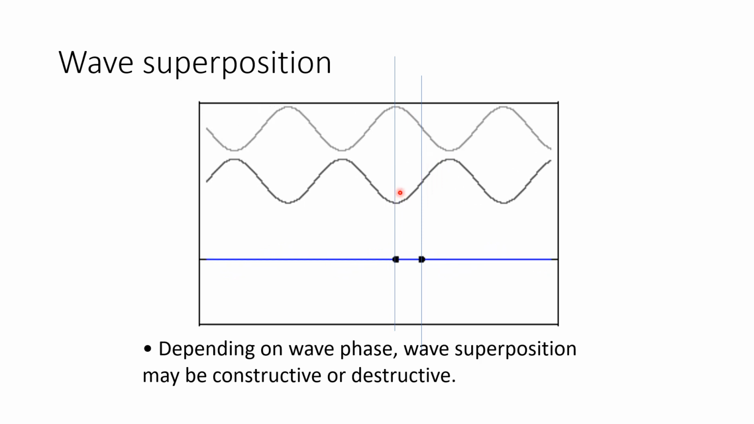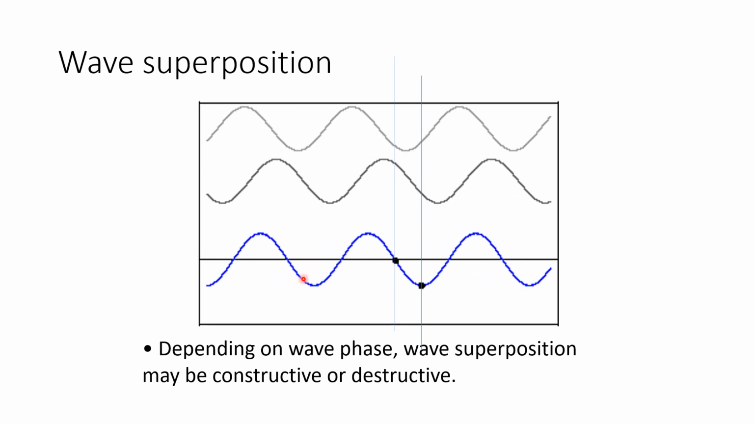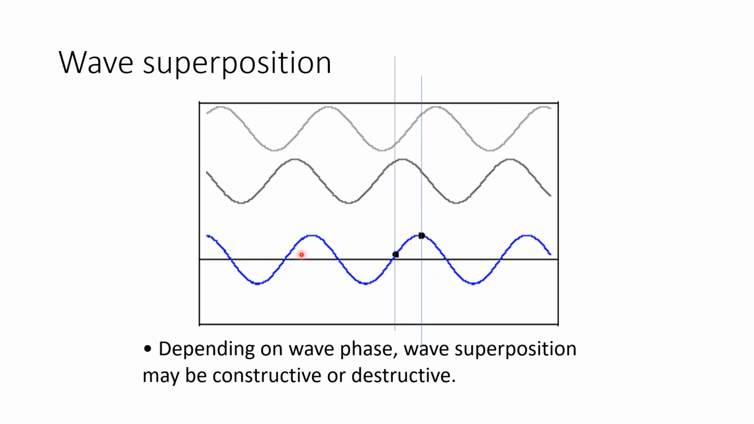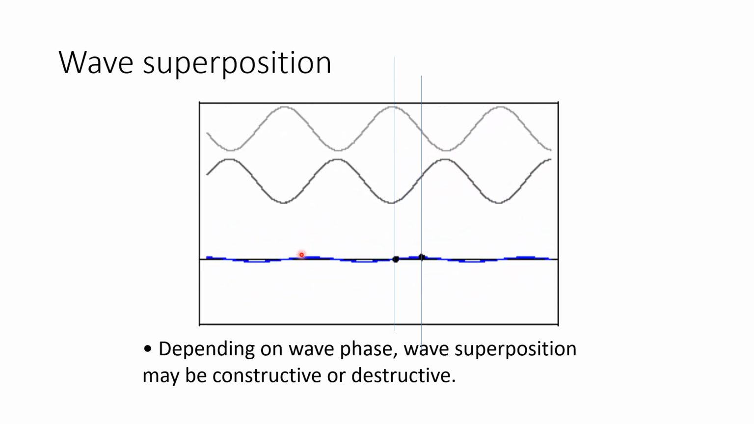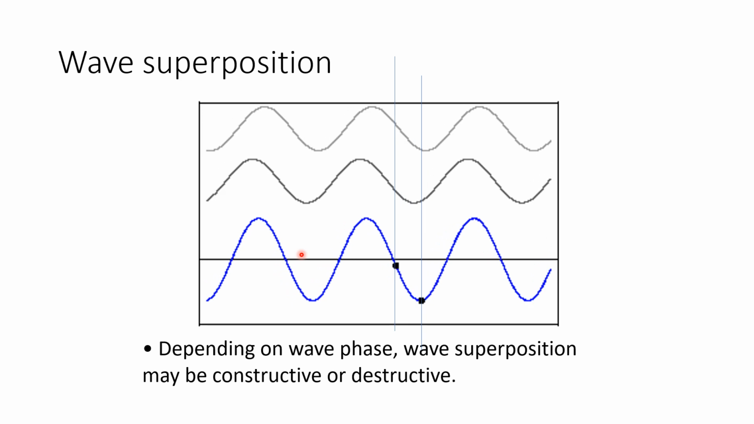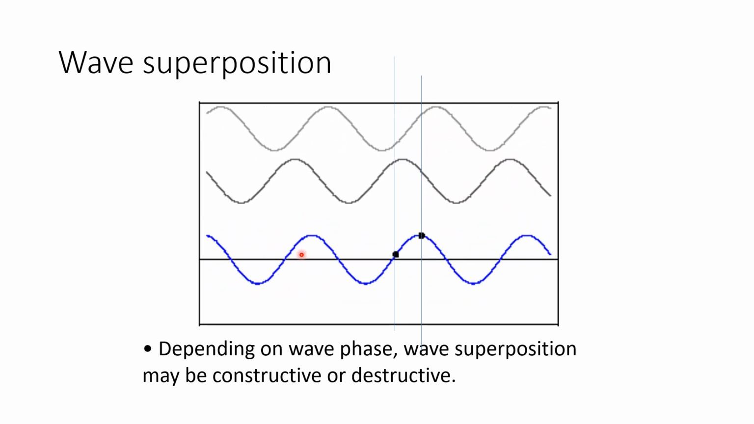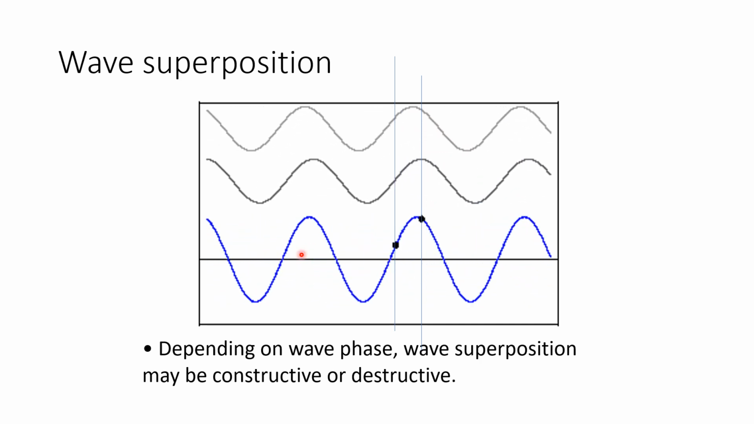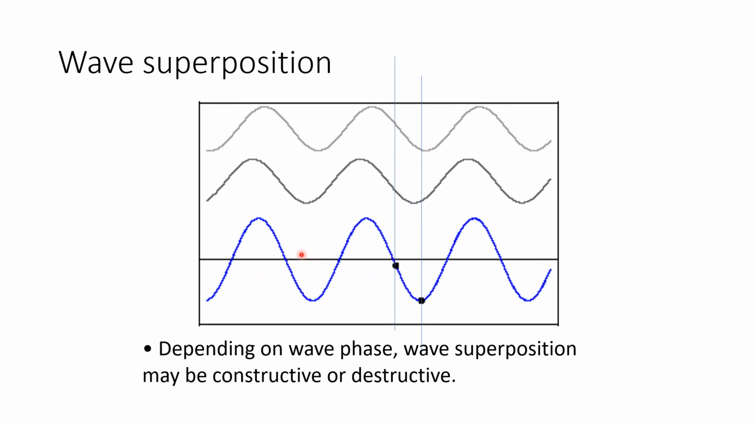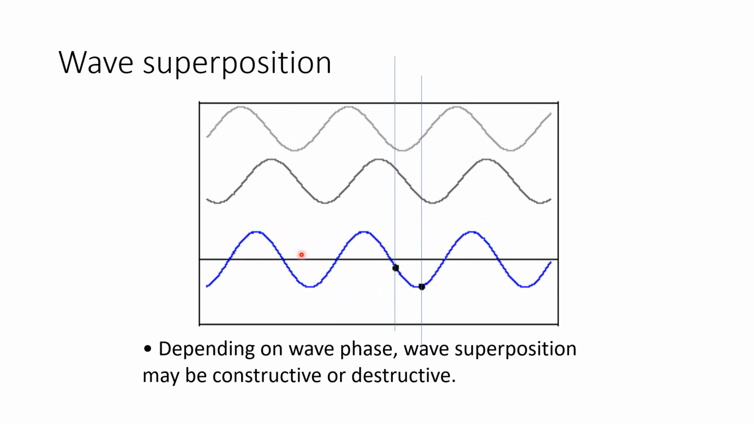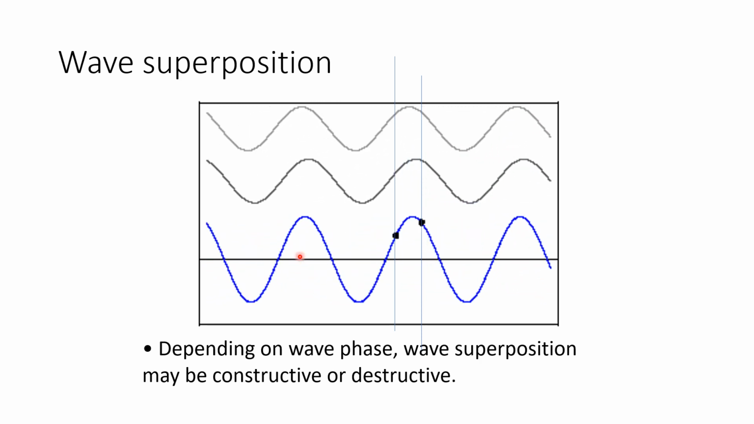We also notice that the vertical displacement of a water particle, for example this water particle, is sometimes large and sometimes small. When the vertical displacement is large, that is where the superposition of the two waves produces an antinode. But when the vertical displacement is small, like right now, it is where the superposition of the two waves produces a node.